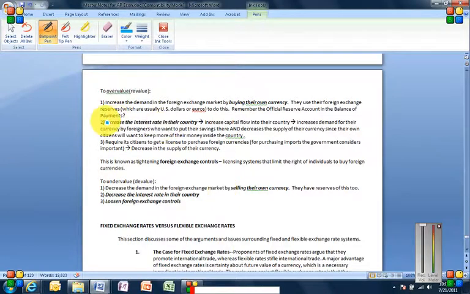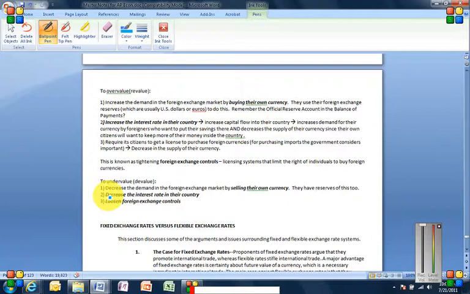Alright, what's the second option? Second option, let's go back to overvaluing or revaluing currency, is to increase the interest rate in their country. That would lead to an increase in capital flow into their country. Remember, people are looking for the best interest rates they can find on their savings, so some people in other countries, foreigners, will send their money to this country, and that leads to an increase in the demand for this country's currency by foreigners who want to put their savings there, and also, it decreases the supply of their currency since their own citizens will want to keep their own money inside their country. It's a better place for their savings.